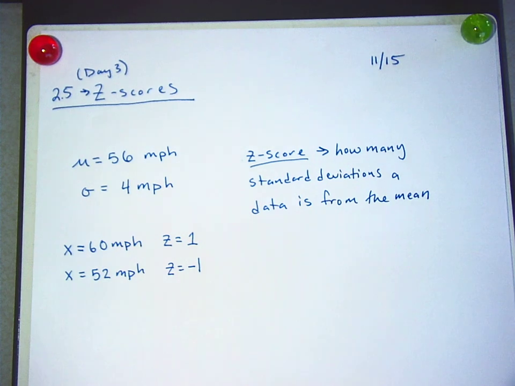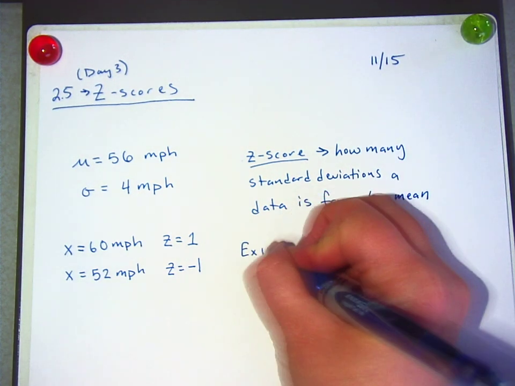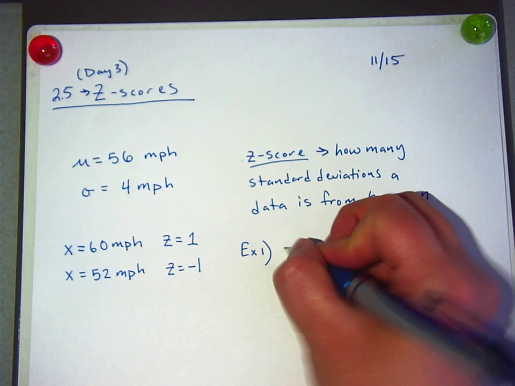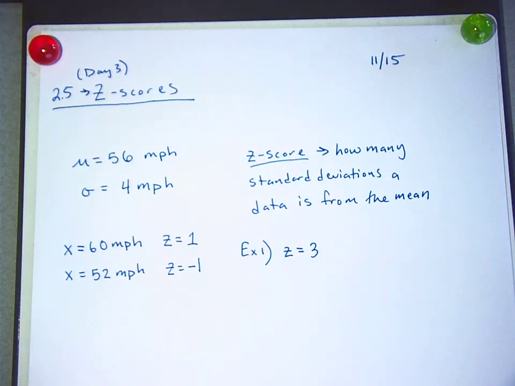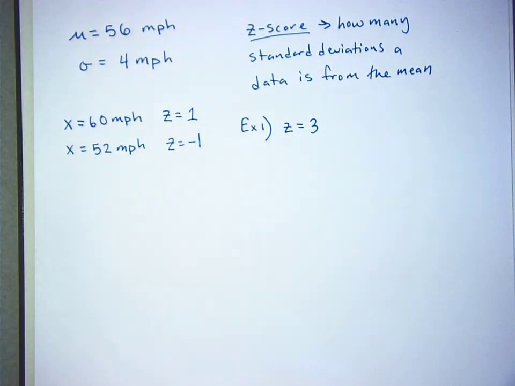Okay, right now, what I want you to do with your partner is tell me if I had a z-score of 3 on this road, how fast would that person be going? Talk to your partner. So it's 3 standard deviations above the mean, and each standard deviation is 4. I would personally do z-score times your standard deviation added to the mean. That's what I would do.